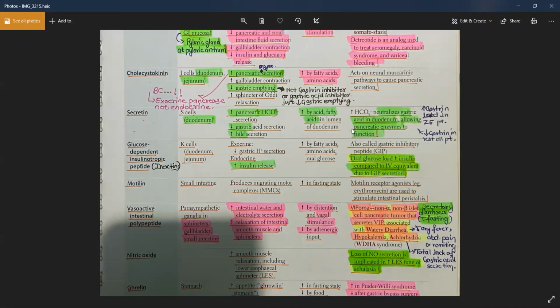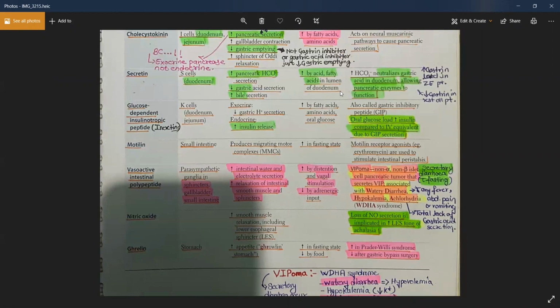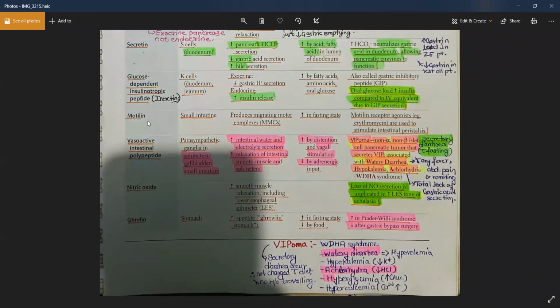Okay, so we were talking about the secretin for the bicarbonate. And for the pancreatic enzymes to function, they need the bicarbonate media. They need the alkaline media, right? Not the acidic media. Then comes the glucose-dependent insulinotropic peptide, which is the GIP.